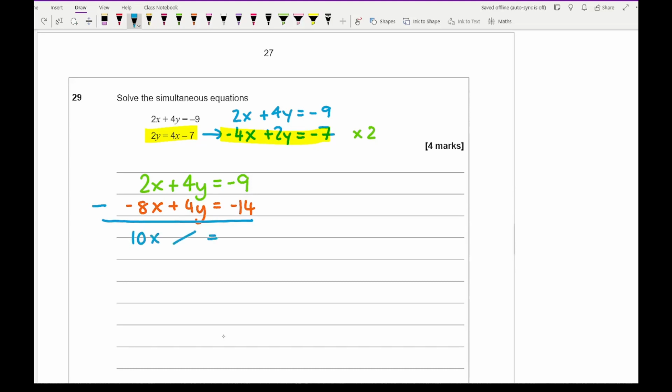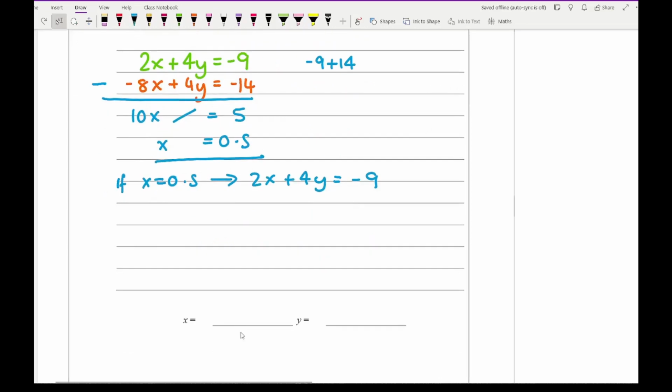The y's disappear, and minus 9 minus minus 14 becomes minus 9 plus 14, which is 5. So then x equals 0.5. So then if x equals 0.5, then using 2x plus 4y equals minus 9, I then get 2 times a half is 1, plus 4y equals minus 9. So 4y is going to equal minus 10. So y equals minus 2.5.